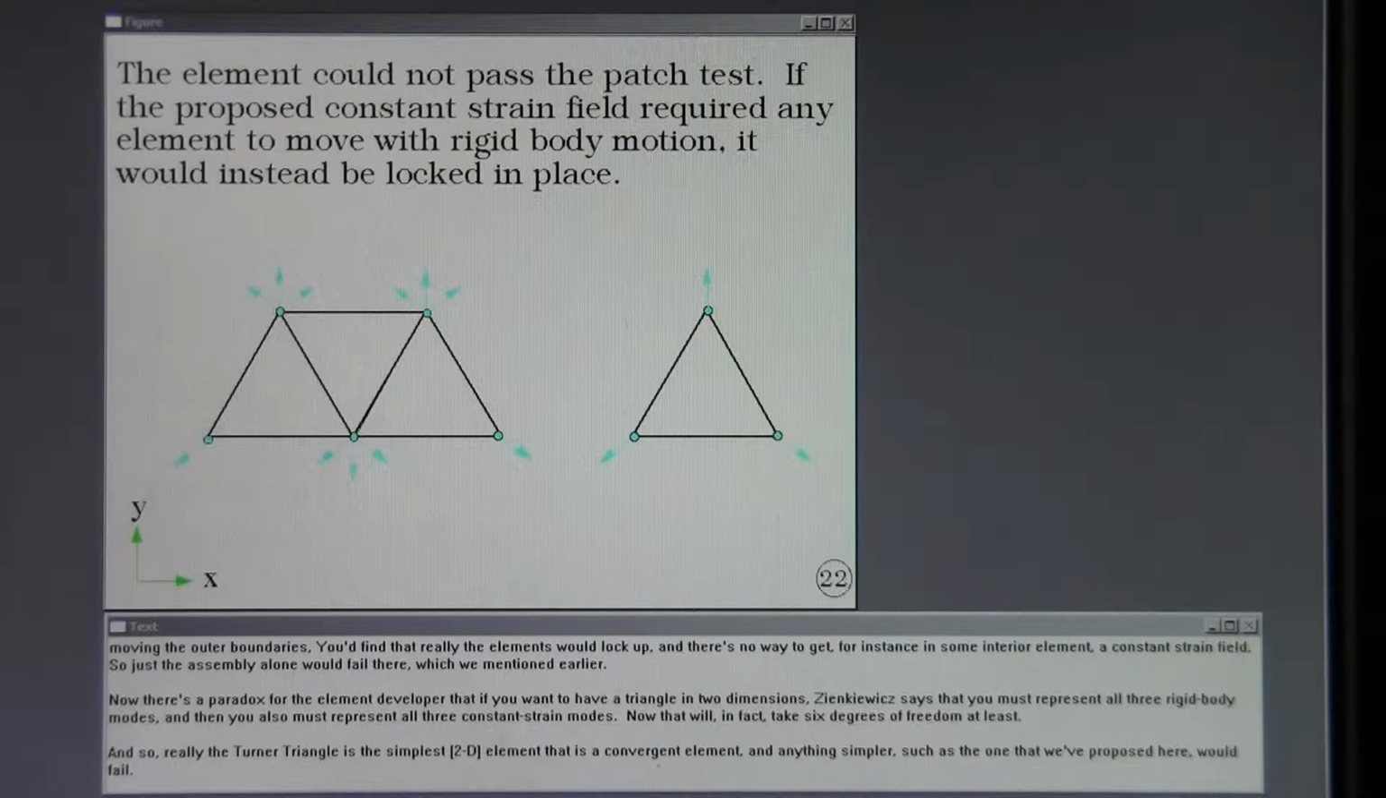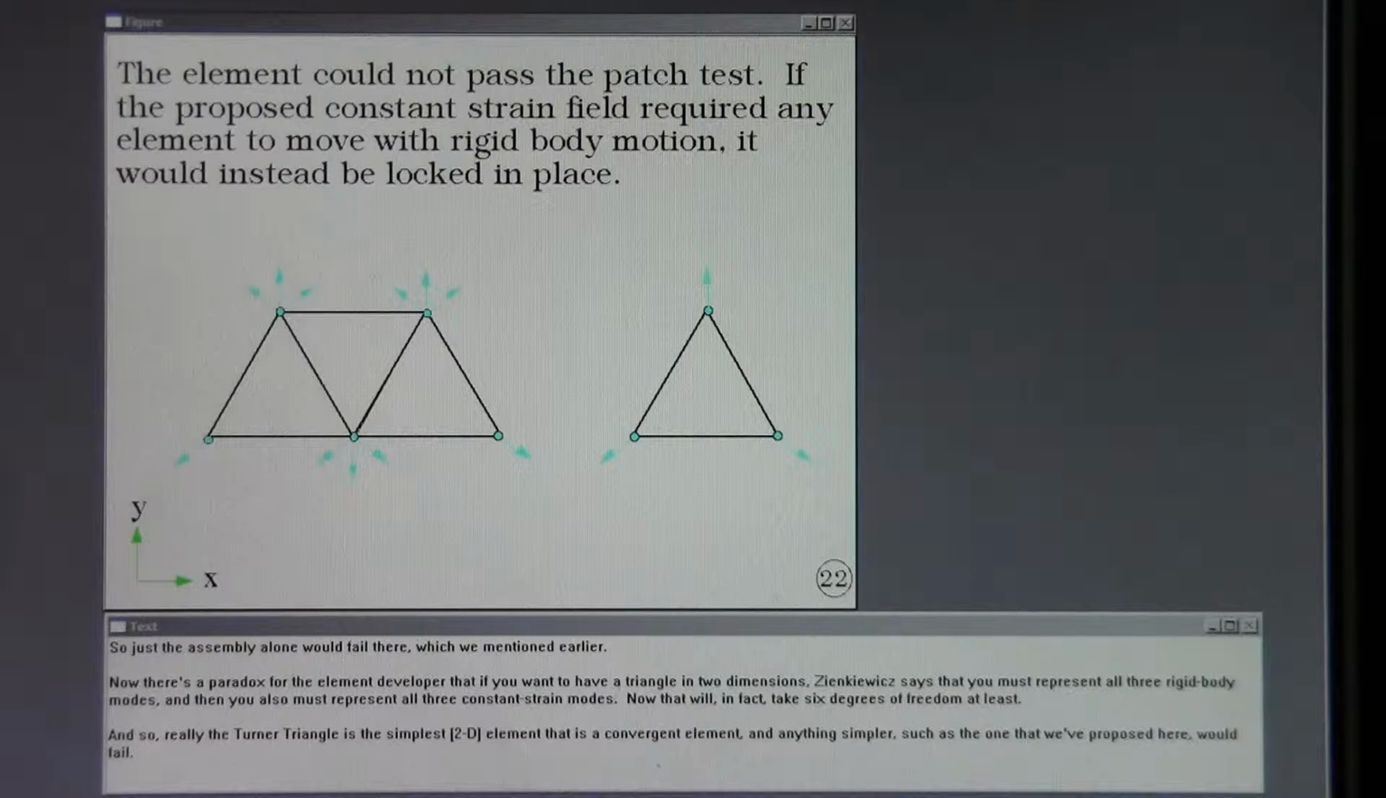Now, there's a paradox for the element developer: if you want to have a triangle in 2 dimensions, Zienkiewicz says that you must represent all 3 rigid body modes, and then you also must represent all 3 constant strain modes. Now, that will, in fact, take 6 degrees of freedom at least. And so, really, the Turner triangle is the simplest element that is a convergent element, and anything simpler, such as the one that we've proposed here, would fail.